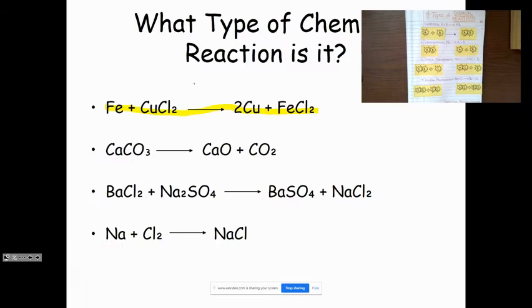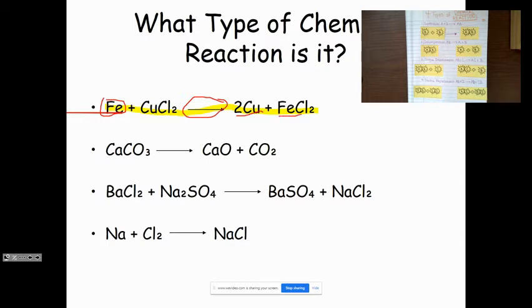Here is our first chemical equation. We have Fe, which is iron, and we're adding CuCl2. Then after a chemical change, this arrow indicates a chemical change, we now have FeCl2 plus Cu.